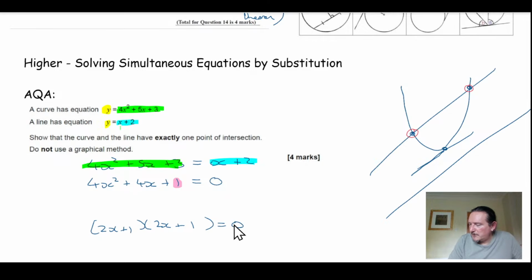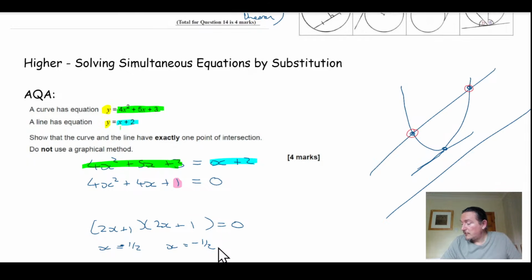So I get 2x plus 1, 2x plus 1 is equal to 0. So that's giving me solutions. 2x plus 1 is 0, so x is equal to minus a half, and x is equal to minus a half over here as well. So this is an example where we've got a repeated solution. We've got 2 solutions and they're equal to the same thing. Can you use the quadratic formula for these? Yes, you can actually. It takes longer though.